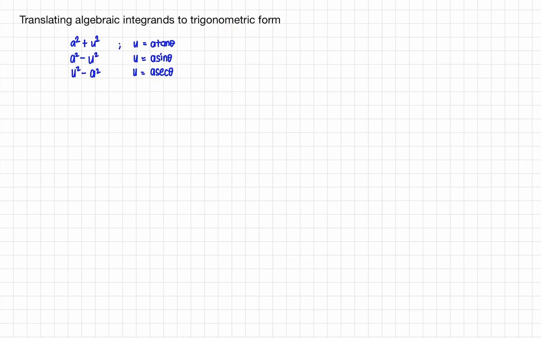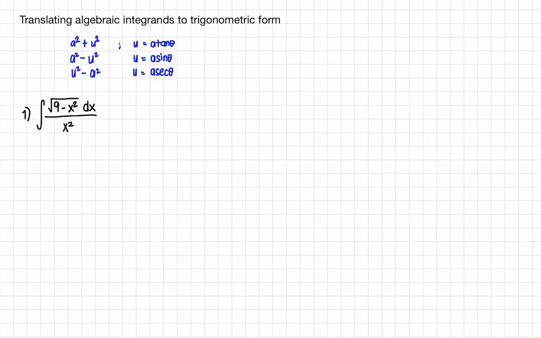So suppose we want to evaluate the integral of the square root of 9 minus x squared dx over x squared. This dx here is not under the radical sign. First, do we see any of these patterns? For this item, we have 9 minus x squared, which follows the pattern a squared minus u squared.